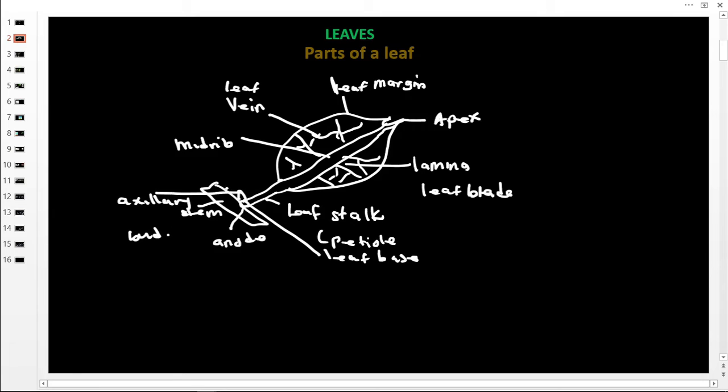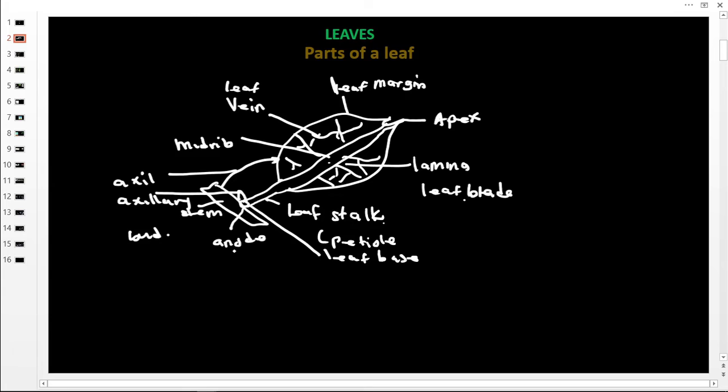Then we have this angle between a stem and a leaf. This angle between a stem and a leaf on a stem is called an axil. So let us name this leaf once again. This one is the apex, this one is the lamina, this part is called the leaf blade, this one is the leaf stalk or the petiole, and now this one is what we call the leaf base.